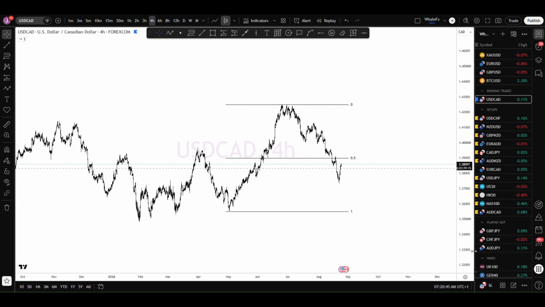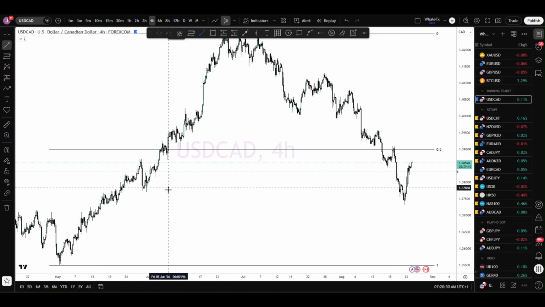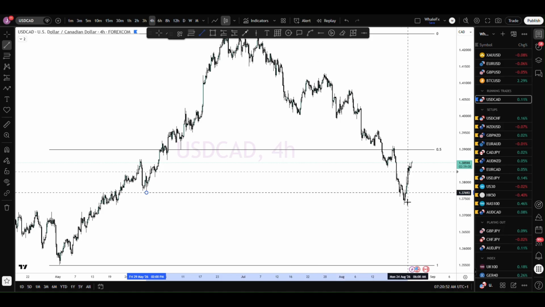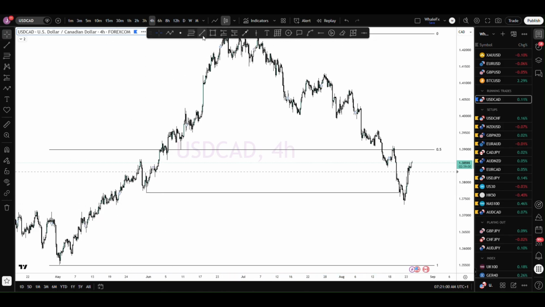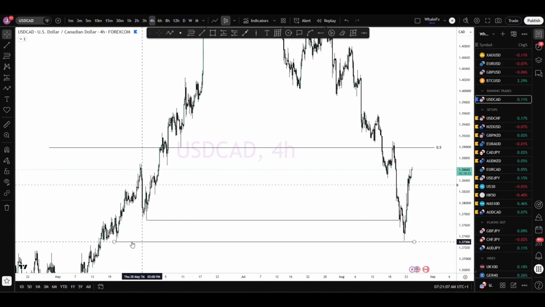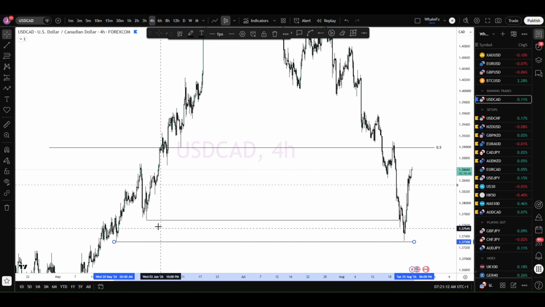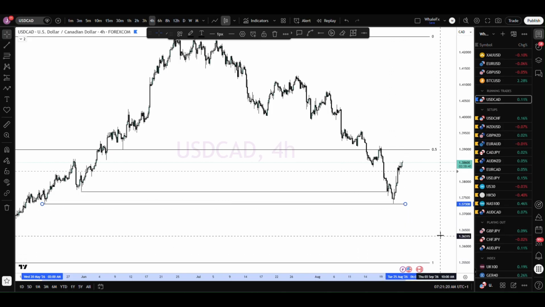So what did I see yesterday? I noticed this internal liquidity was swept. I was also looking for the market to come and take out this other internal liquidity before we look for buys to the upside, but this liquidity was not taken. The only one that was taken was this one. So what was I anticipating? I was anticipating the market to also come back down here and take out this one.